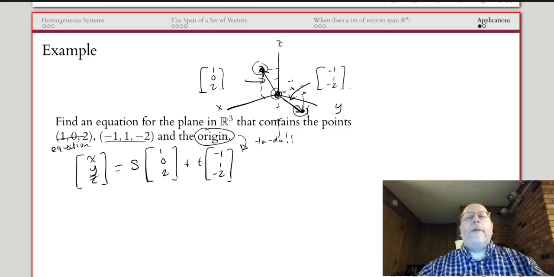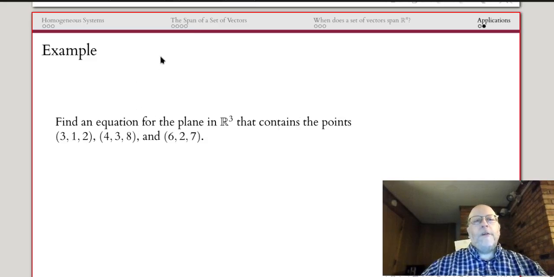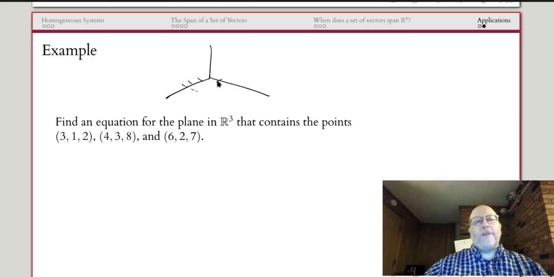So what happens if the plane doesn't contain the origin? Let's look at the next example. This time we want to find an equation for the plane that contains the points 3, 1, 2, so 3 in the x direction, 1 in the y direction, and then 2 units up from there. Then 4, 3, 8, so 4 units in the x direction, 3 units in the y direction, and then 8 units up from there. 1, 2, 3, 4, 5, 6, 7, 8. It's got to be way up there.